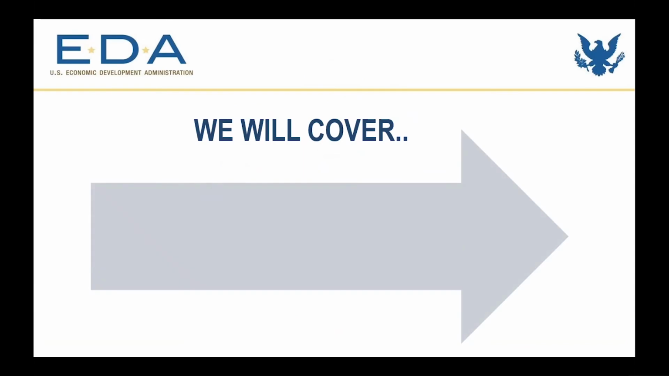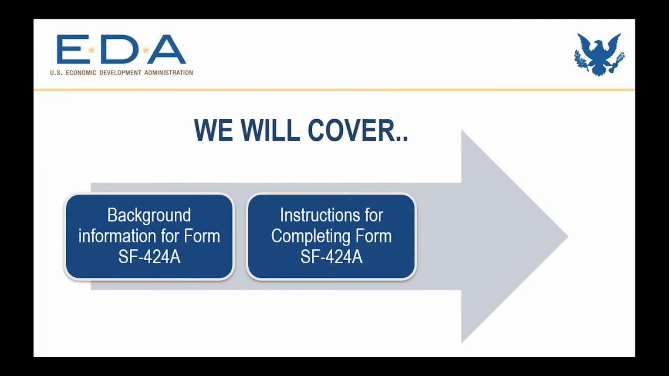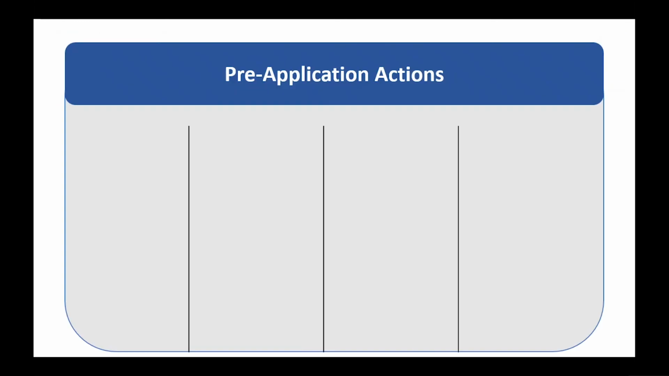So let's get started by reviewing what we will cover on this video. We will start by talking about what the SF424A is and about some pre-application steps that you will need to take when applying for a grant through grants.gov. Next, we will review the form itself and go over in detail how to complete it. Finally, we will talk about how to think like a reviewer and check for consistency across various budget-related documents.